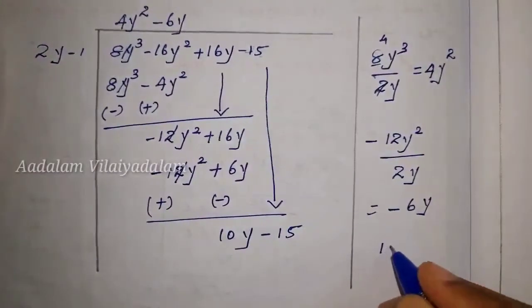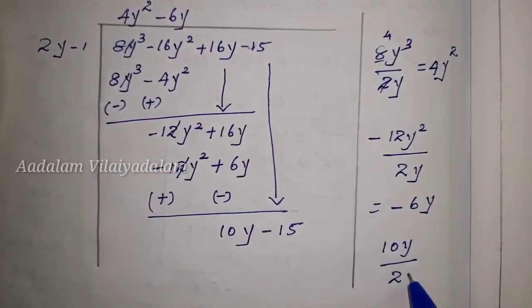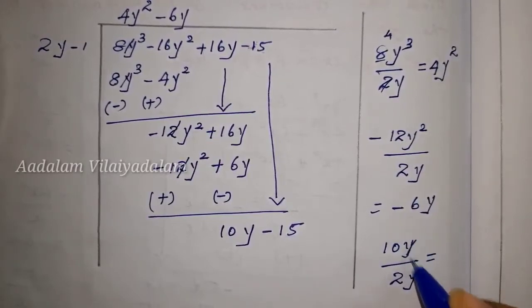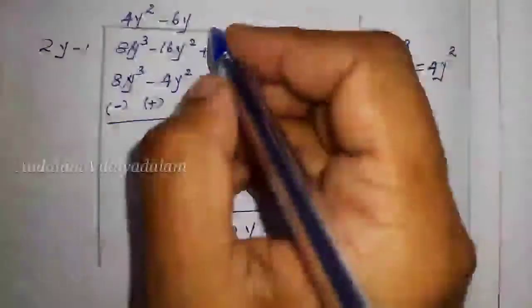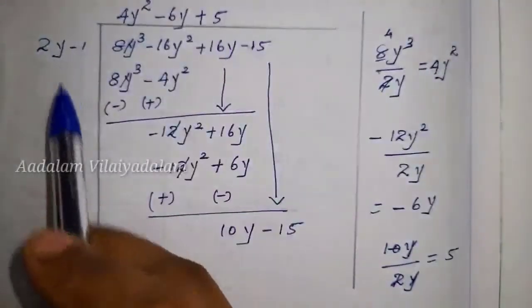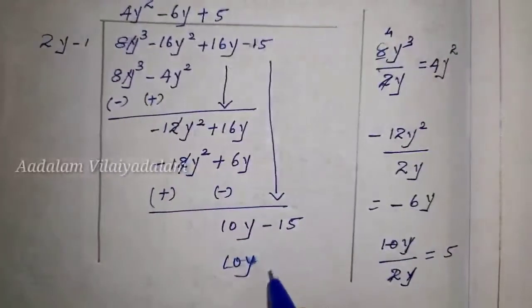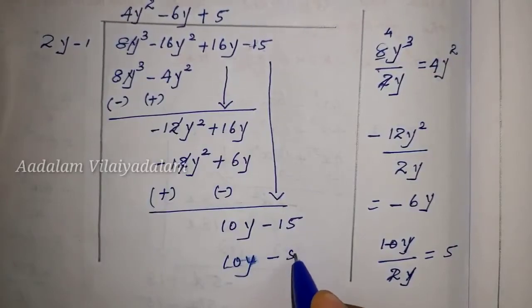Now 10y divided by 2y. So y cancels. In the 2 table, 10 is 5 times. So the constant term is plus 5. So 5 2s are 10y. So plus into minus, minus 5 1s are 5.